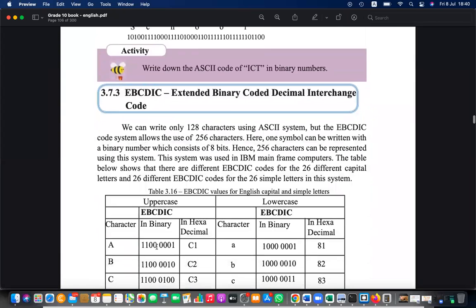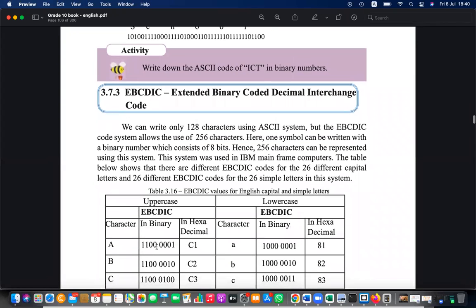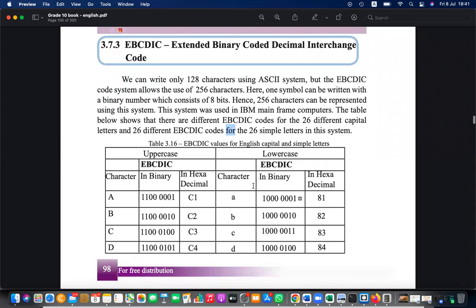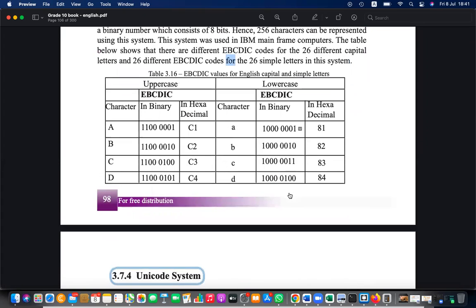EBCDIC, Extended Binary Coded Decimal Interchange Code, is similar to ASCII, but there is an additional bit, which can represent 256 symbols. It was also made by the BCD people. Extended BCD code has 8 bits, therefore 256 symbols are there. So that can also be used to represent characters and numbers.